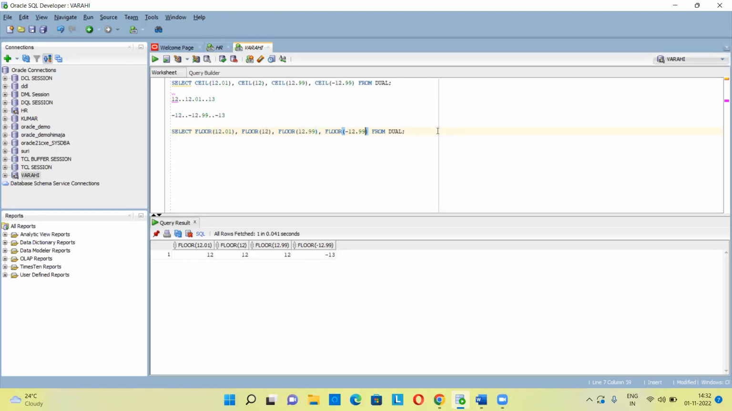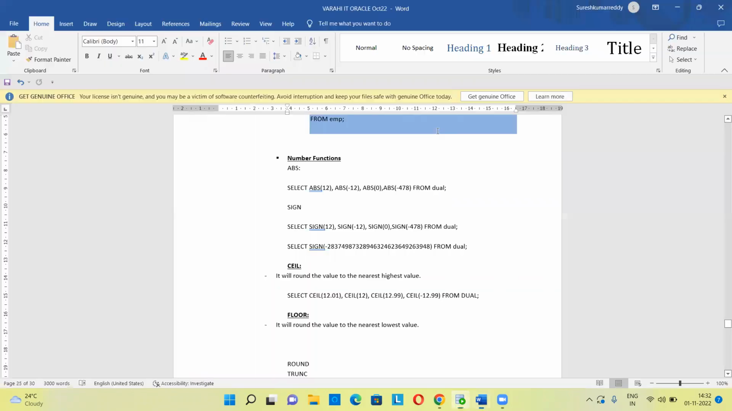In case of minus 12.99, what will be the nearest value? Nearest lowest value, of course, minus 13 only. In case of ceil, it was returning minus 12. So it is a floor. So it is returning now minus 13. Very simple thing.